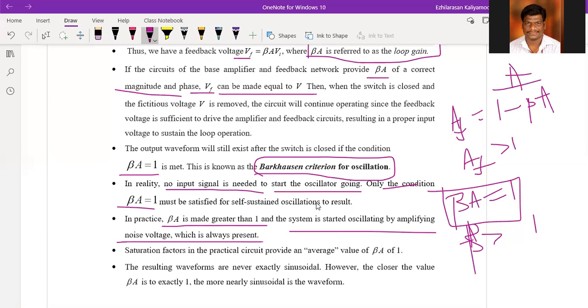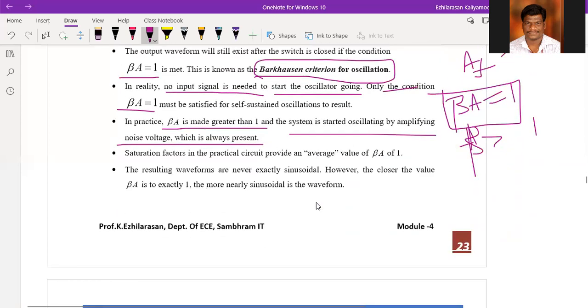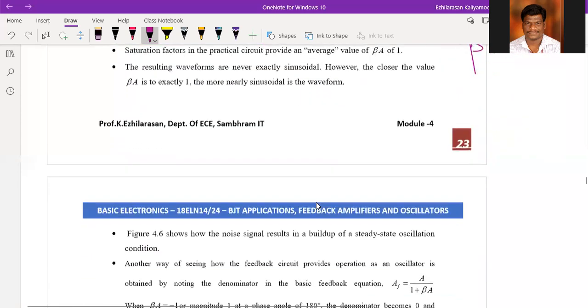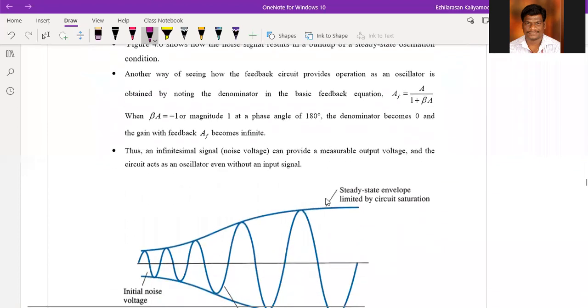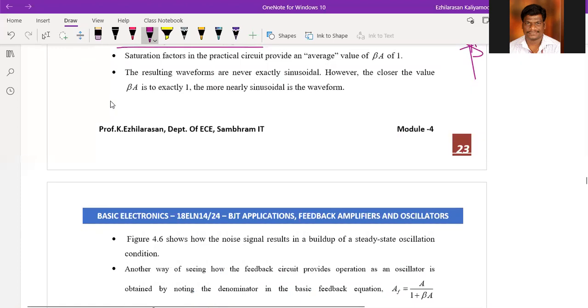So we are going to design some two different types of oscillators later. Now here, something in the diagram we are showing. Normally we will get two different types of waveforms. What are the two different types? One is sinusoidal, another one is non-sinusoidal. However, the closer the value of beta A is to 1, the more nearly sinusoidal the waveform is.